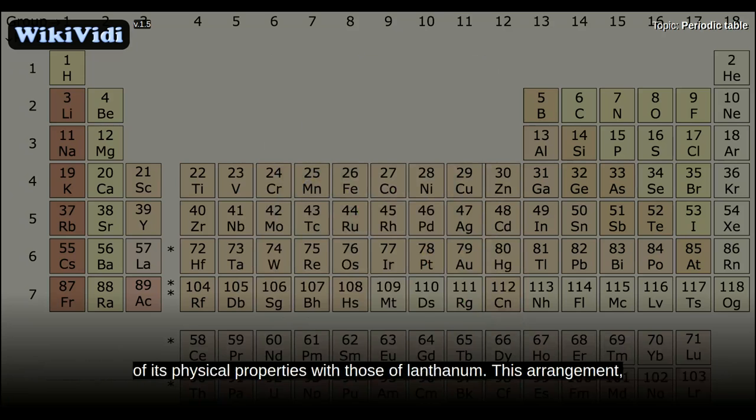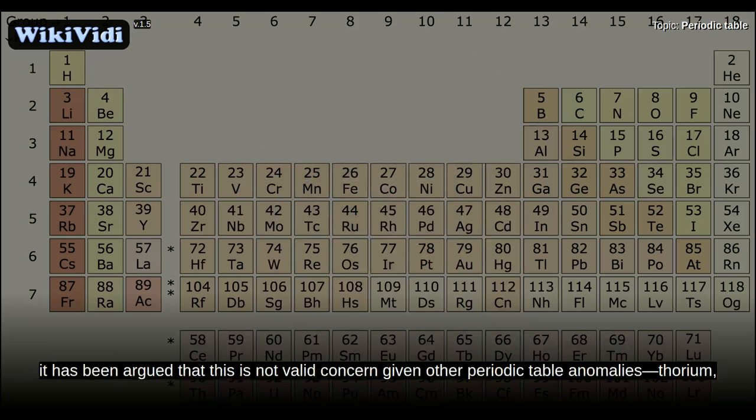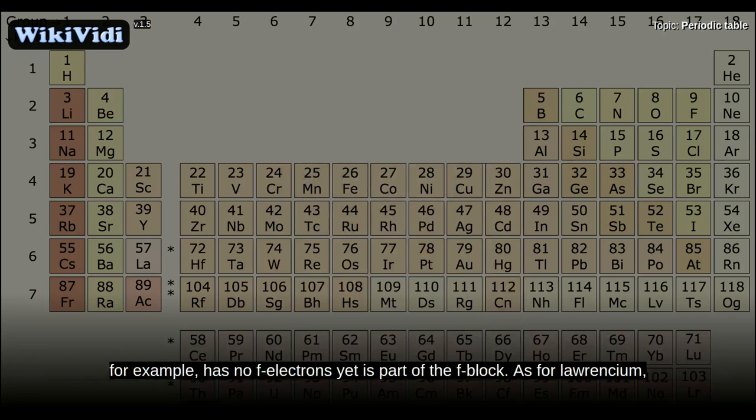This arrangement, in which lanthanum is the first member of the f block, is disputed by some authors since lanthanum lacks any f electrons. However, it has been argued that this is not a valid concern given other periodic table anomalies. Thorium, for example, has no f electrons yet is part of the f block.